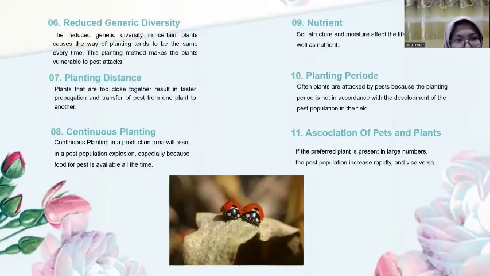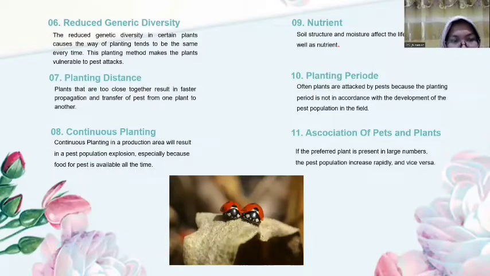Six, reduced genetic diversity. The reduced genetic diversity in certain plants causes the way of planting to tend to be the same every time. These planting methods make the plants vulnerable to pest attack. Seven, planting distance. Plants that are too close together result in faster propagation and transfer of pests from one plant to another. Eight, continuous planting.